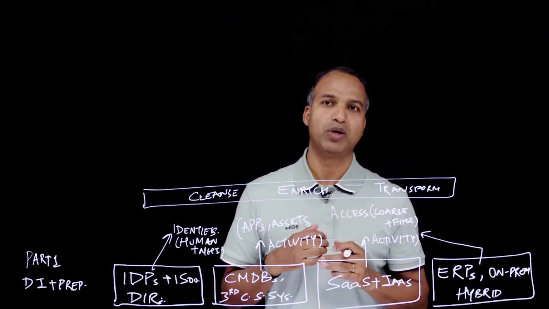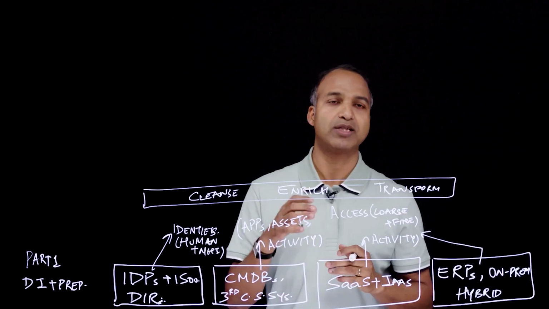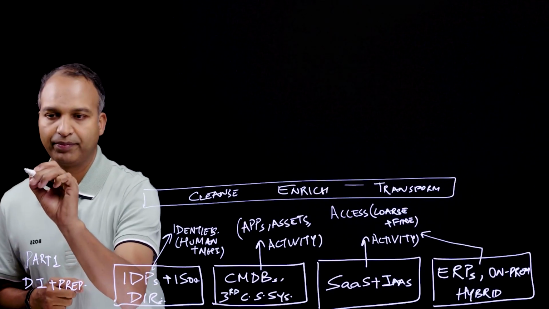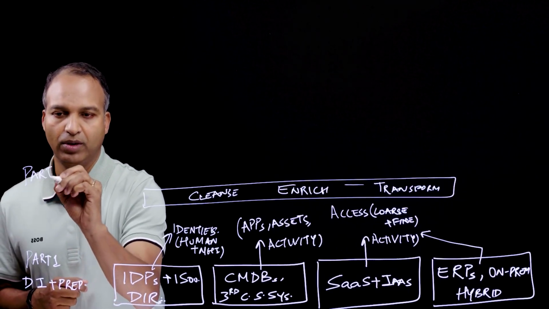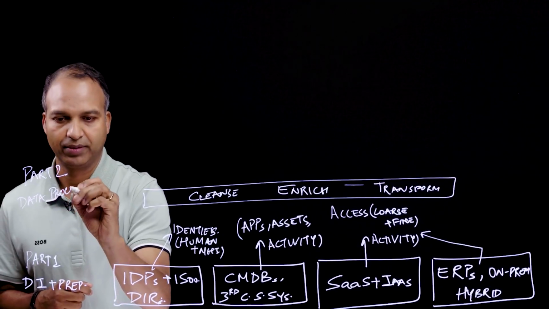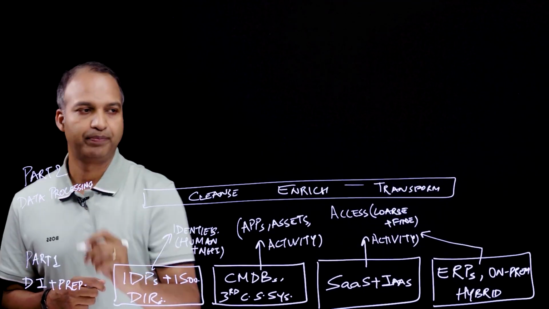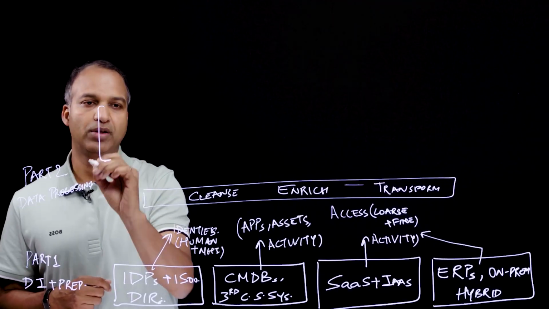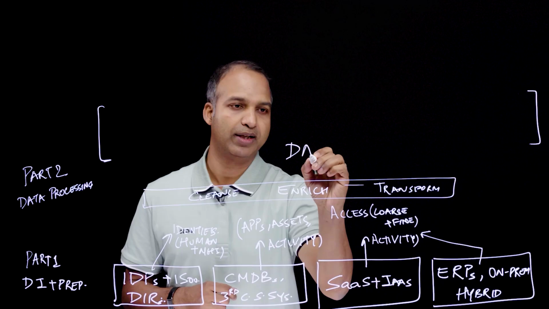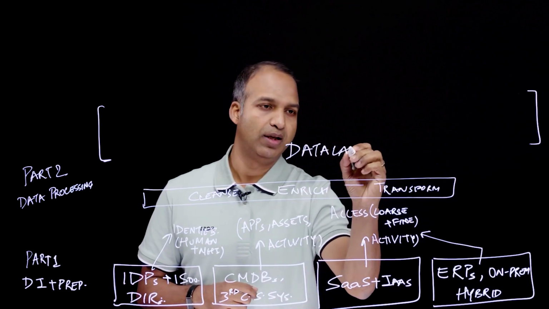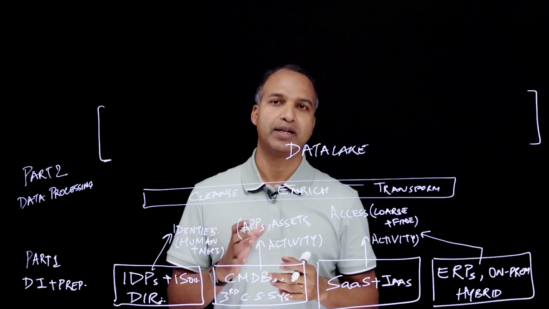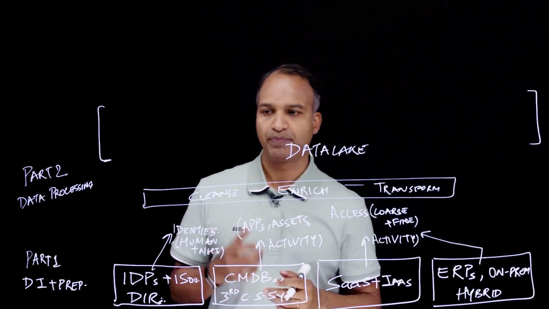Now, part two is about how you are processing this data, and that's where the real magic happens. So let's talk about it. Part two is all about data processing. In data processing, I have this magical box. I'm calling it my data lake, where the real magic is happening. Let's understand and demystify what this is about.